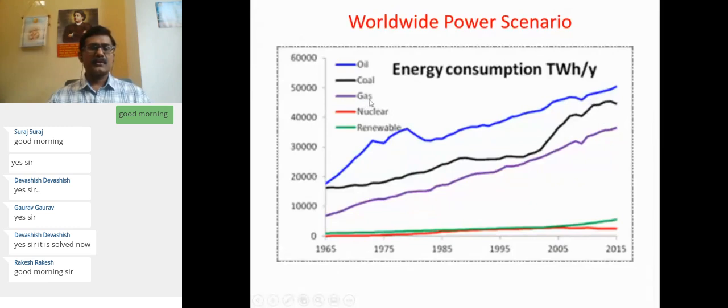The third trend is for the energy available from another fuel source, that is nothing but the gas.